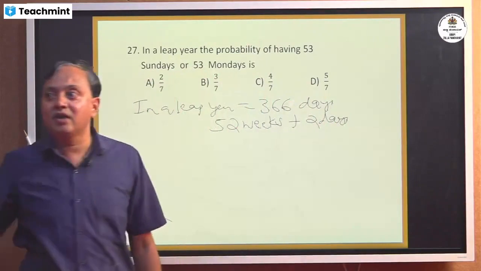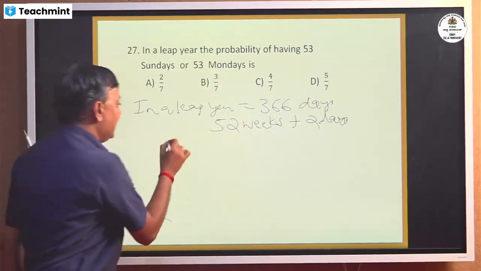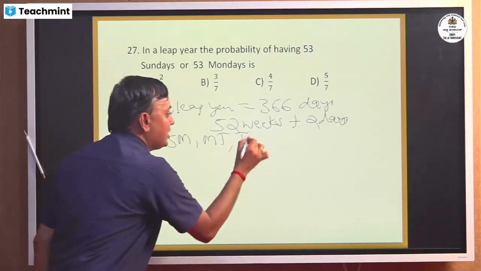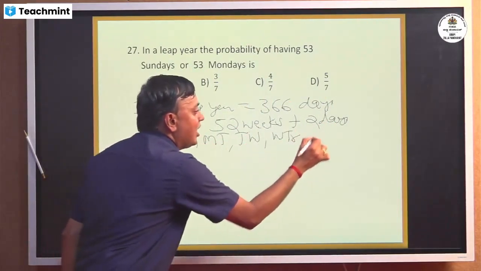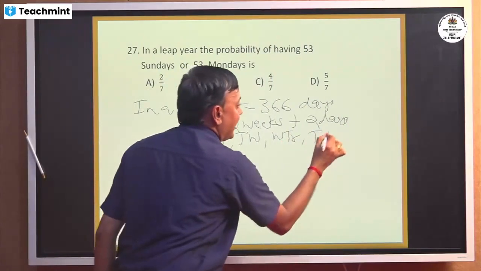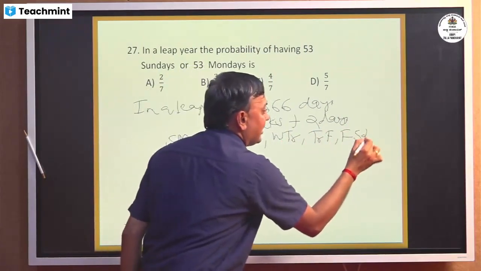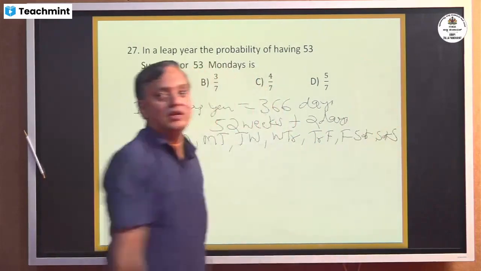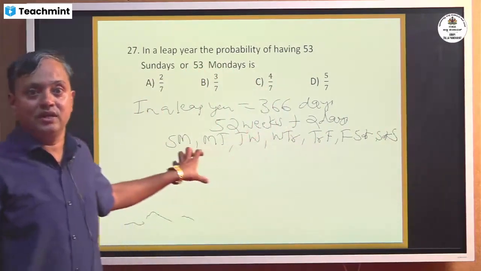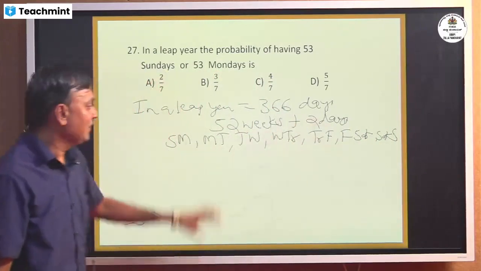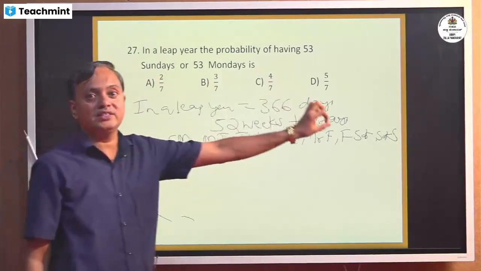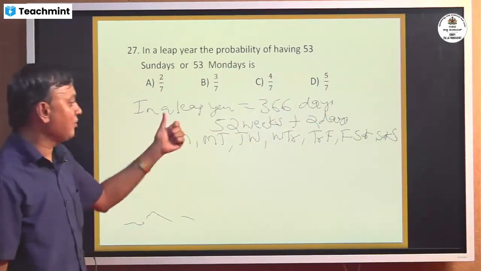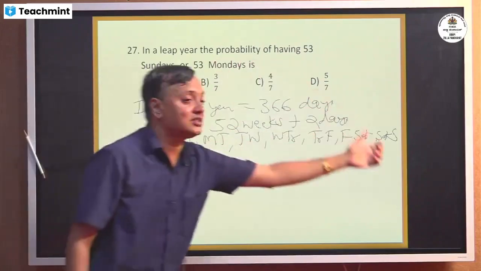What can those 2 days be? They may be either Sunday Monday, or Monday Tuesday, or Tuesday Wednesday, or Wednesday Thursday, or Thursday Friday, or Friday Saturday, correct? Or the last one, Saturday Sunday. So here the total outcomes are 7 outcomes, correct? Here 52 weeks plus 2 days extra. Those 2 days are either like this, Sunday Monday or Monday Tuesday and so on, last Saturday Sunday.